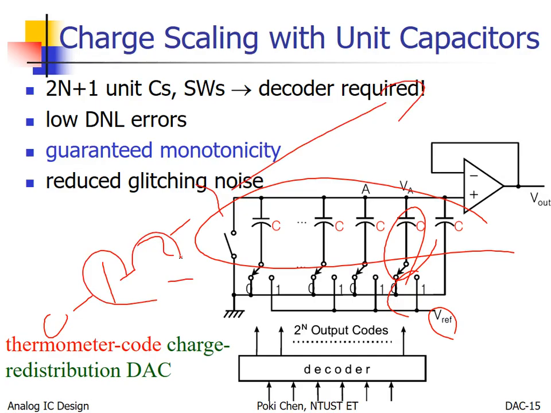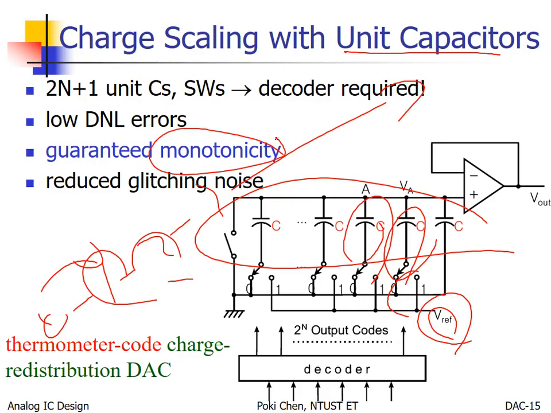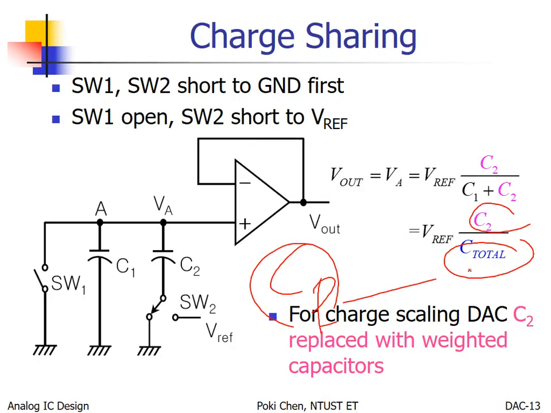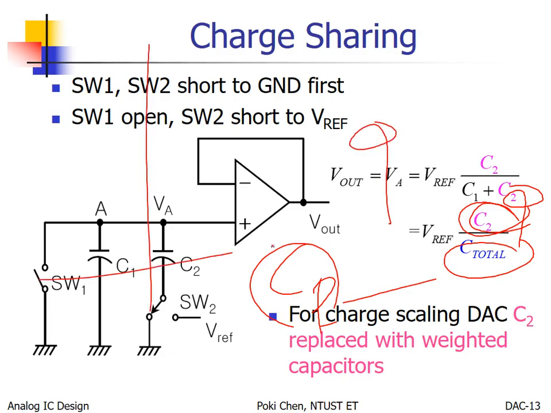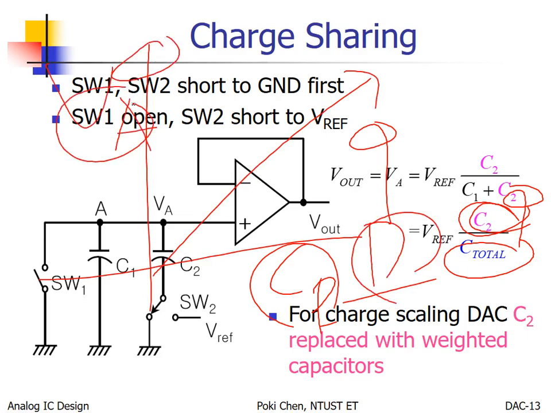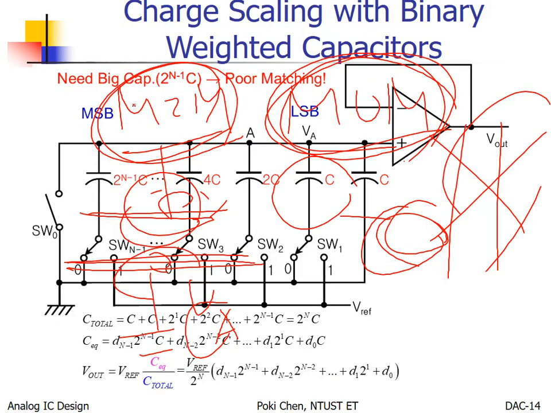If you increase your input by 1, it means one more unit capacitor will be switched to V reference. It can guarantee monotonicity because the more input means the more capacitance switched to V reference. And according to this, it means the more C, definitely you will get the more V out. That's it. So you can promise the more digital input, the more analog output, the more voltage output. You can guarantee such kind of monotonicity.